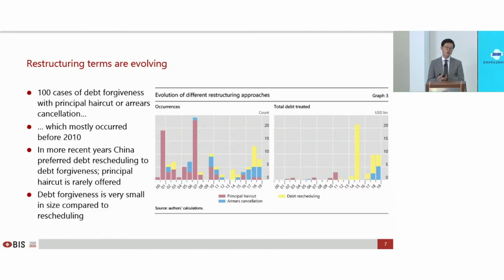Then let's talk about restructuring terms, which are also evolving and which in the Chinese case is pretty interesting. Broadly speaking, when we talk about debt restructuring, we talk about two ways to treat official debts. On the one hand, creditor countries can provide outright cancellation, which we can refer to as a haircut or nominal debt treatment. These events are represented by the red and blue bars in the charts on the slide.